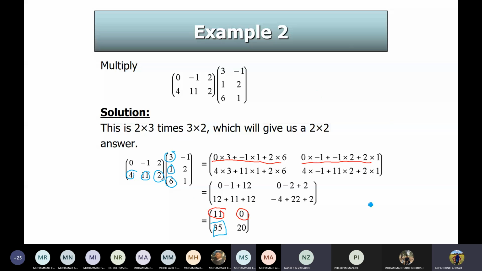Siapa beli ayam tu? Ayam tu macam bukan beli ayam. Oh, kena set extra. Kena set extra. Okay. So done.